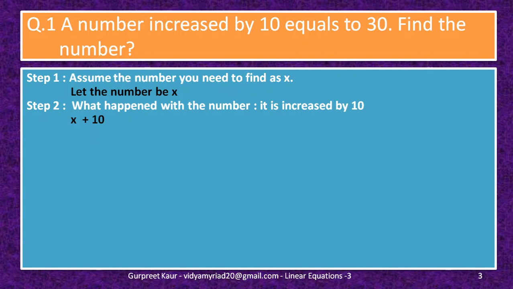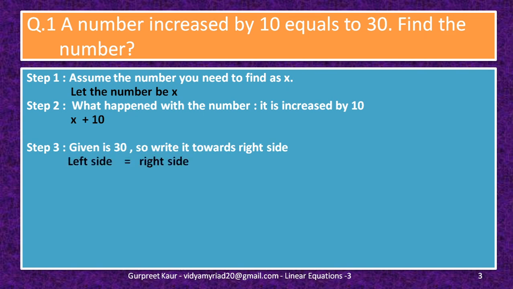When this happens, x plus 10, your result comes to 30. So, step number 3, given is 30, so write it towards the right hand side. We have the case that left side and right side both should balance. And it is given to us that it equals 30, so is equal to 30.